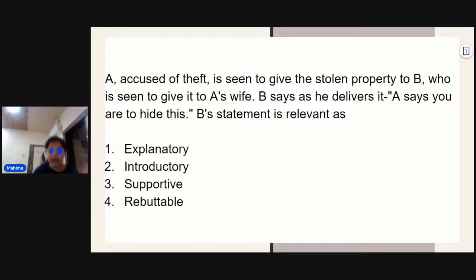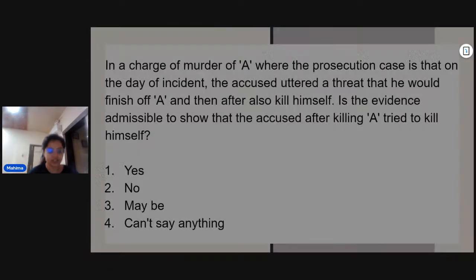Obviously, it explains that A is only the person who has committed the theft, because A says you are to hide this. Your husband is saying you have to hide this. So obviously, this is explaining the nature of the offense under section 9.